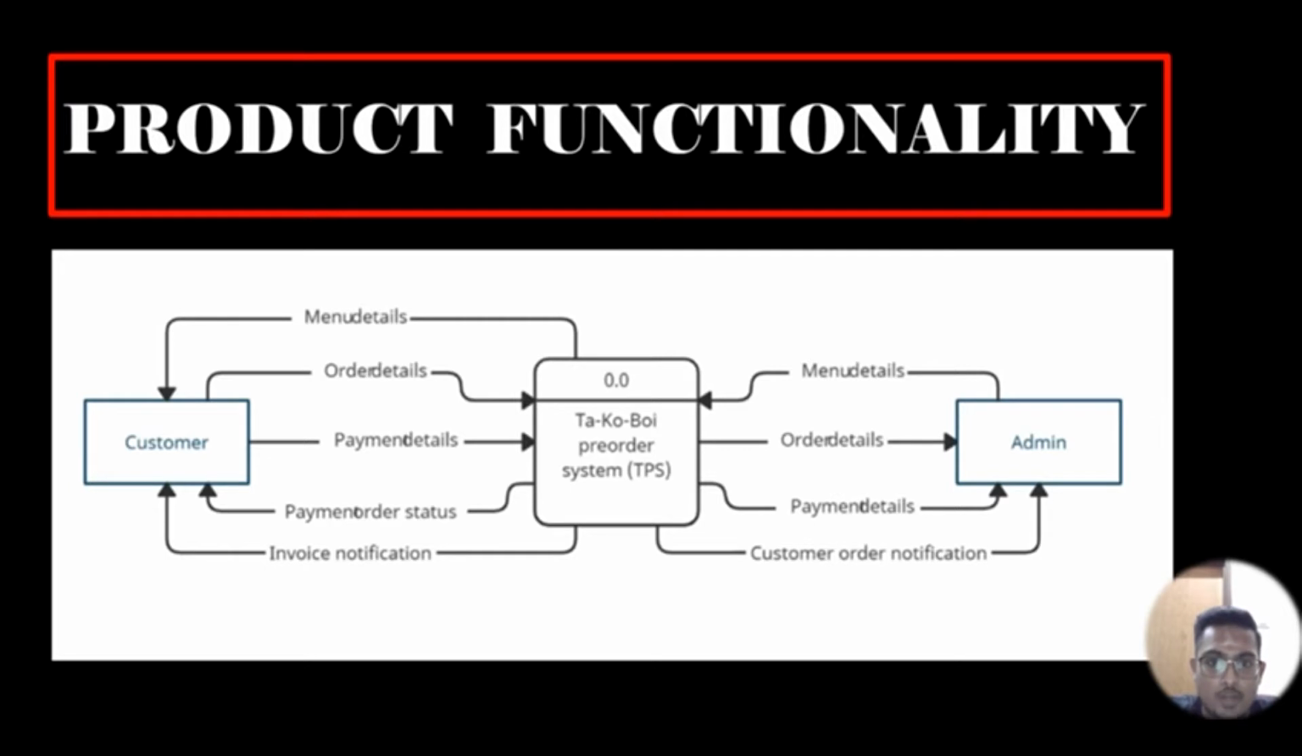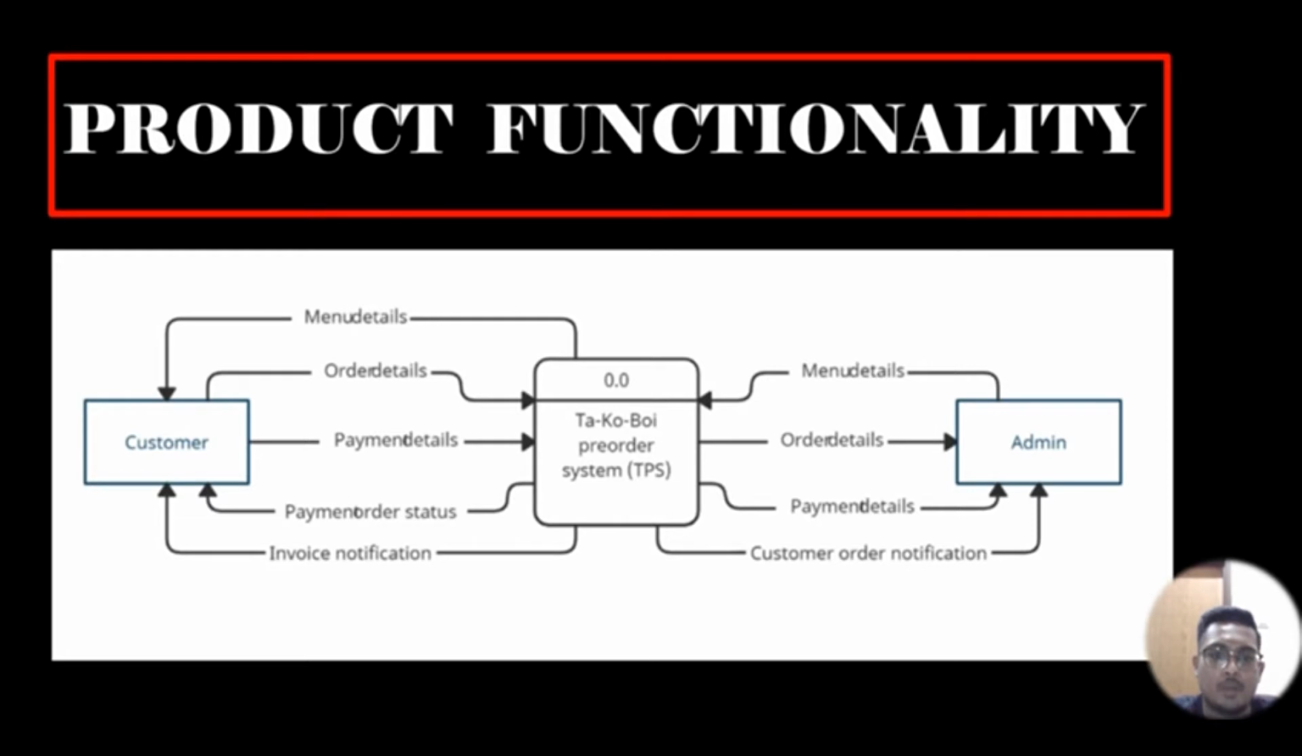There will be two parts in this product functionality, which are the customer and the admin part. The customer can view the menu details from the Takoboi pre-order system. When the customer has done their order and payment, the order details and the payment details will be sent to the system. The system will send the customer the payment order status and also the invoice notification.